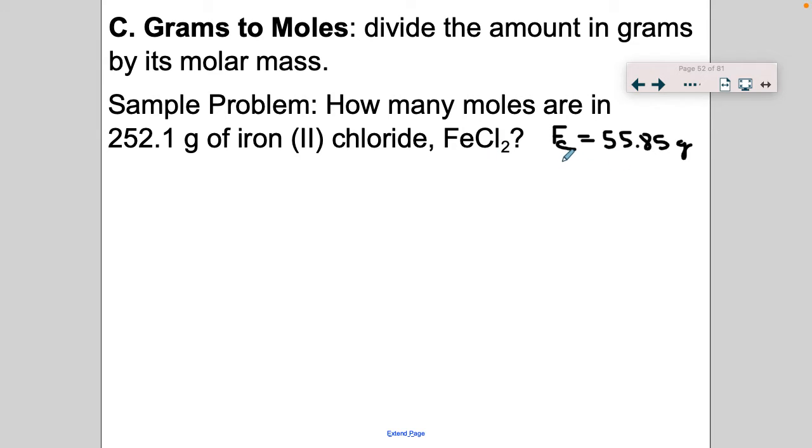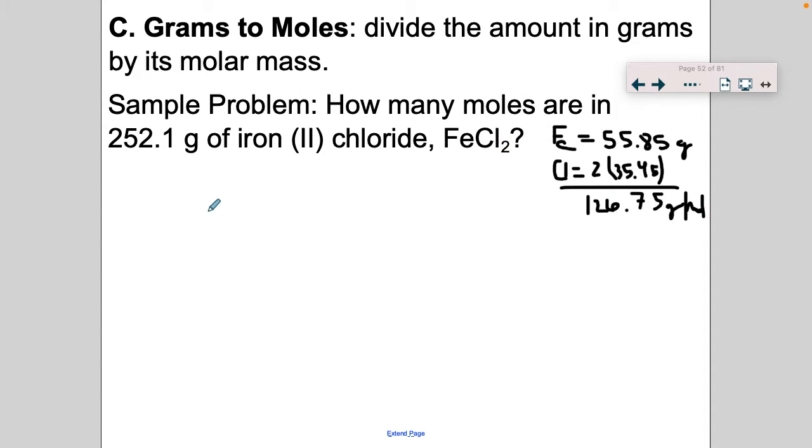All right, and then I got chlorine. I got 2 of them at 35.45. What's that? 70.9. Add it to the iron: 126.75. Yep. Quick math. All right, grams per mole.